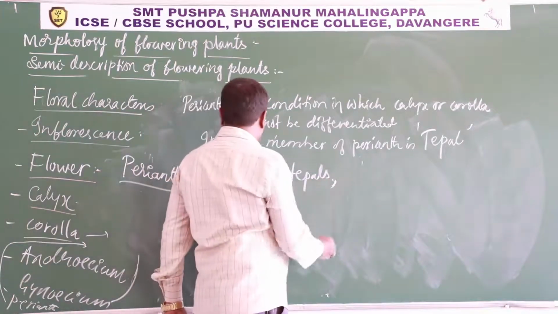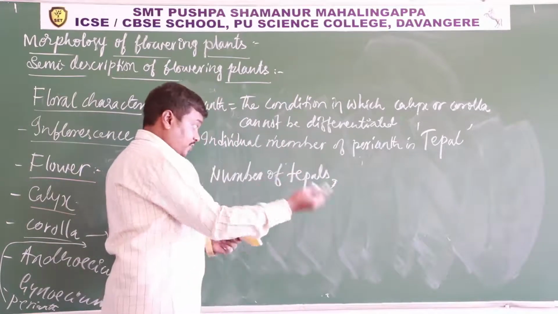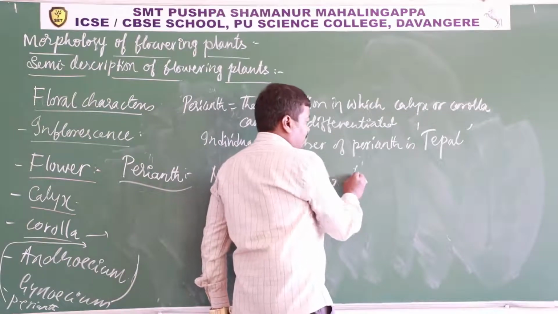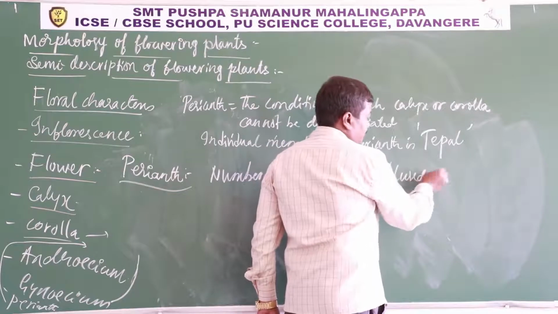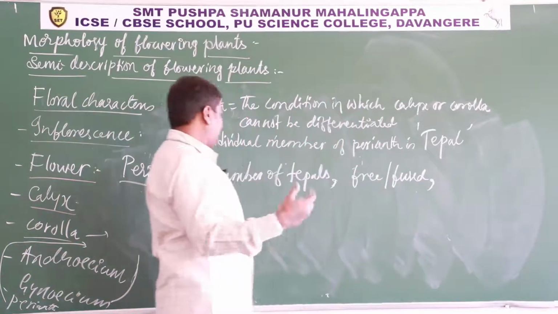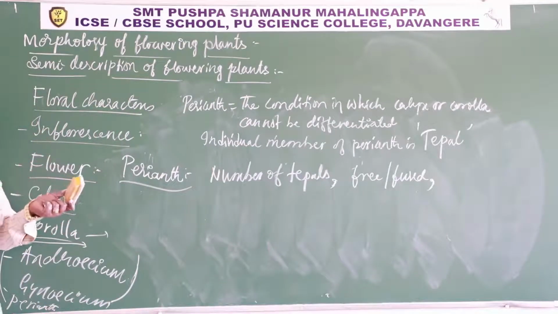Then whether, aestivation, you can tell the aestivation and adelphous condition also, whether they are free or fused. This is similar to the characters of the calyx and corolla. Okay, whether they are fused or free is the condition.